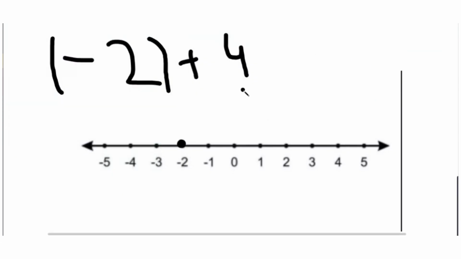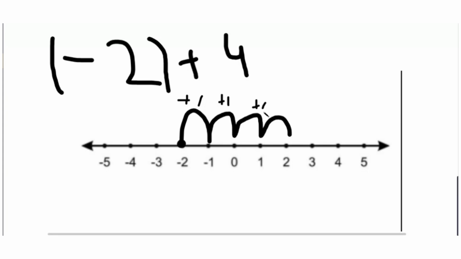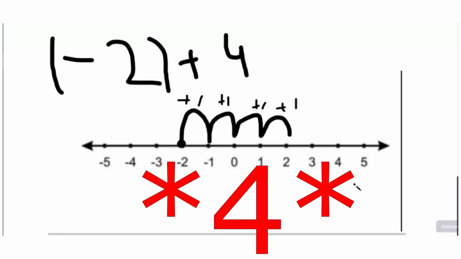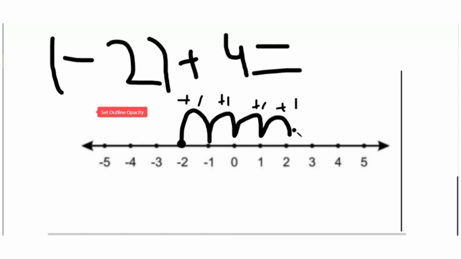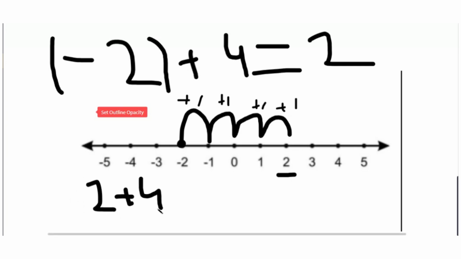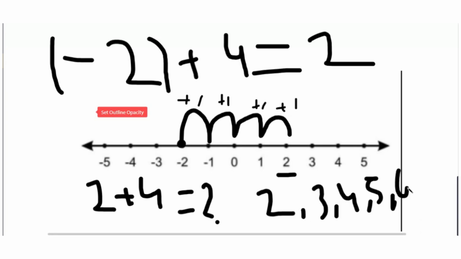So let's add 4. That just means that we're adding plus 1 four times. So we're going to do 1, 2, 3, 4. And what's our answer? We know that the last number we land on is our answer. Just like if we were to add 2 plus 4, we count up, right? We start from 2, 3, 4, 5, and then 6. And that's our answer.